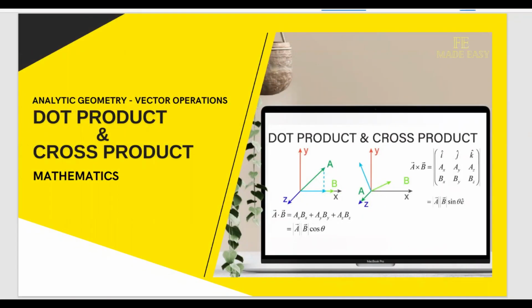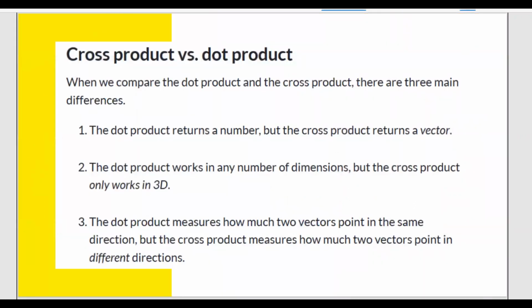Hi, everybody. Let's talk today about dot product and cross product. When we compare the dot product and the cross product, there are three main differences between them. Number one is the dot product returns a number, also called a scalar, and the cross product returns a vector.